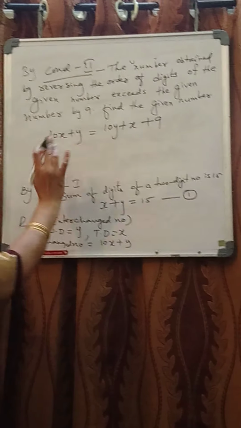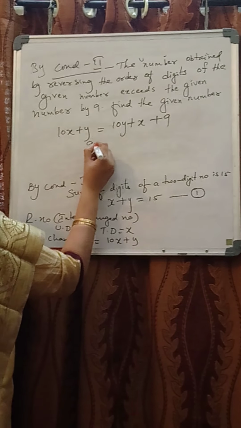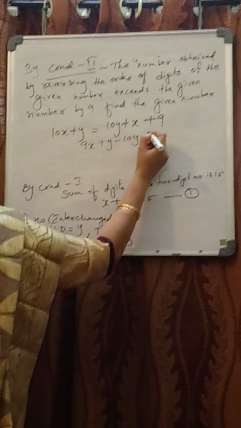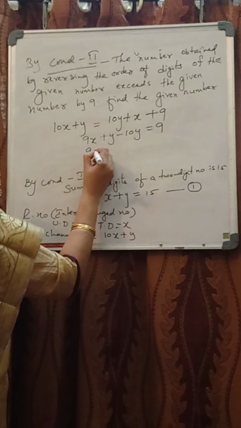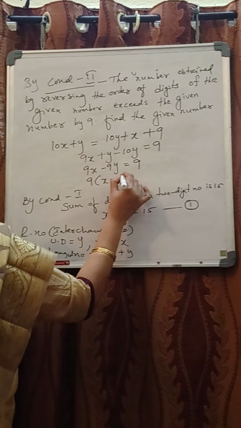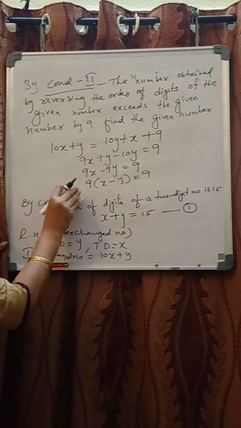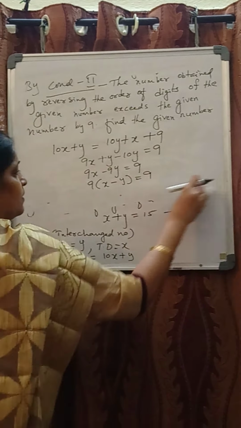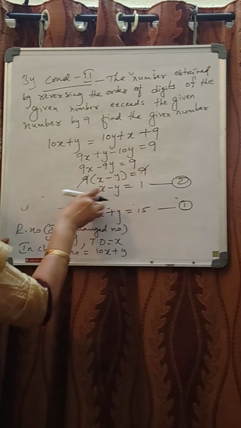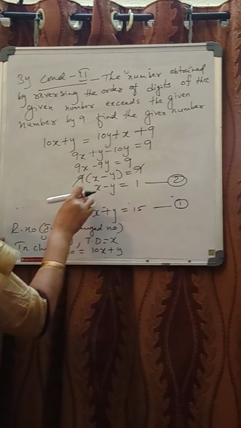So on simplifying this, what will you get? 10x minus x is 9x, plus y minus 10y, equal to 9, children. So 9x minus 9y equal to 9. Take 9 common: 9 times (x minus y) equal to 9. Now, children, 9 cancels, x minus y equal to 1. This is equation 2. Equation 1 we got x plus y equal to 15. Equation 2 we got x minus y equal to 1.